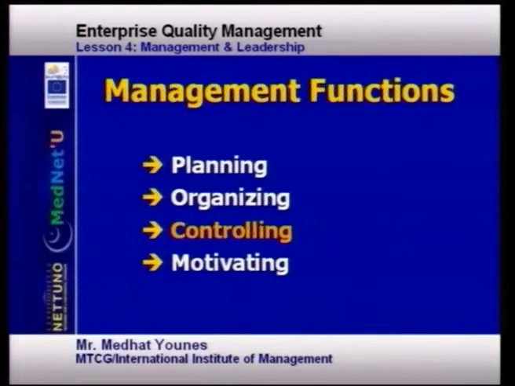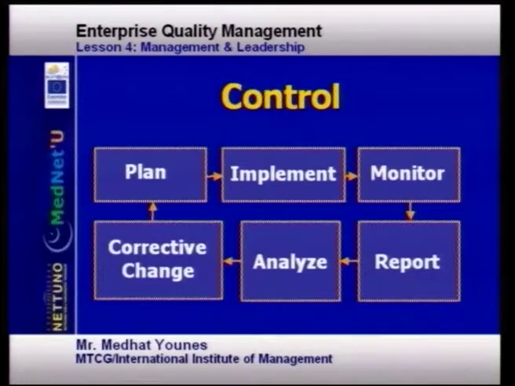We've covered planning and organizing tasks. The third task is controlling. Controlling starts with planning, then the implementation of the plan, the monitoring, reporting, analyzing, and taking corrective action. This is called the quality loop. And the control activities occur with the monitoring and corrective change.